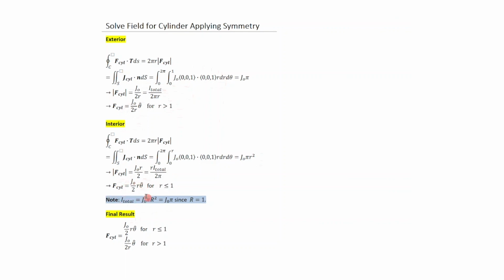So interior to the cylinder, the field is J naught r over 2 theta hat. That is for r less than or equal to 1. If we now combine these two results into a compact form, the final result for the field of the cylinder is this expression inside the cylinder and this expression outside the cylinder.